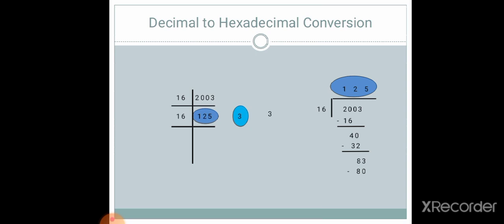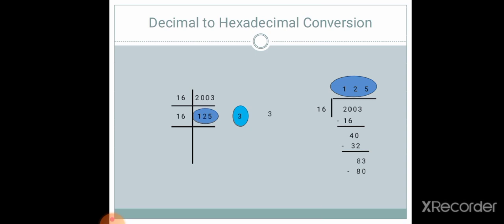We'll take 0 from the upward side. Then 16 2s are 32. We'll put the division as 2. Then 40 minus 32 is 8. We'll take 3 from the upward side. 83 will appear at the bottom, and again we have to divide 83 by 16. So 16 5s are 80. 83 minus 80, the remainder is 3.